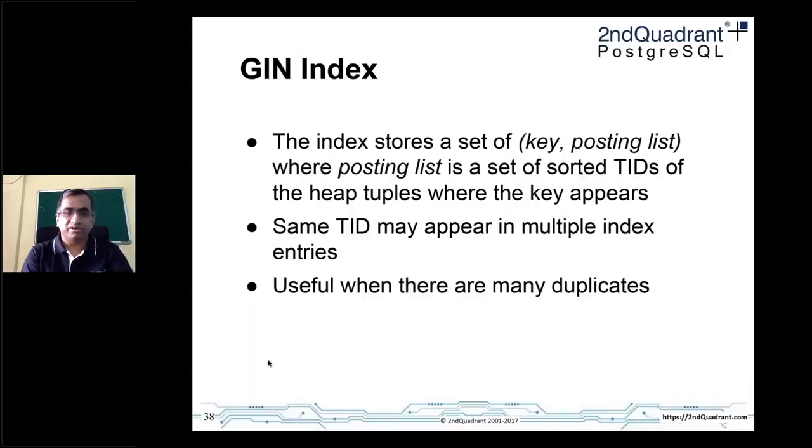For example, let's say you are indexing a set of English documents, and you want to quickly search which documents contain a particular keyword. GIN indexes store the keywords, and they also store the list of heap tuples where that keyword appears. So the GIN index has a key and what we call a posting list, which is a set of sorted TIDs of the heap tuples where that particular key appears.